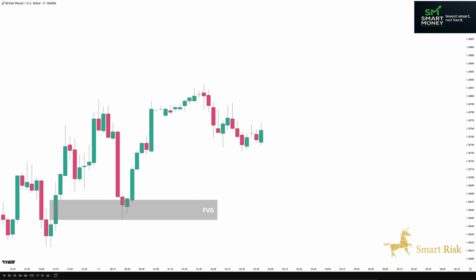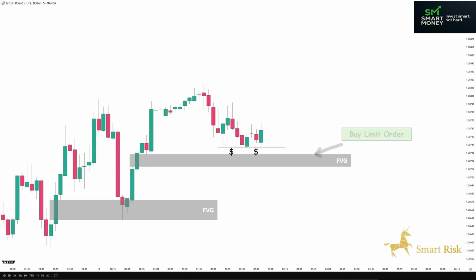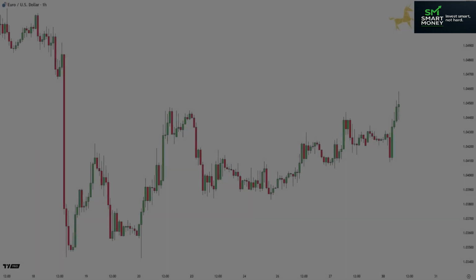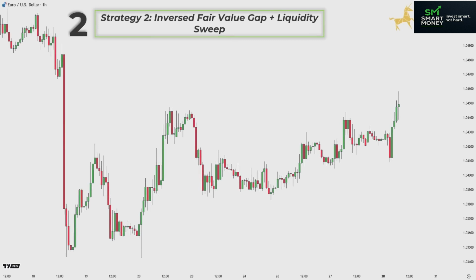uptrend. Look closer, and you'll see that right after this bounce, price begins to build a new liquidity pool above a freshly formed fair value gap. Since all the conditions we've discussed are present, liquidity sweep, unmitigated FVG, and market alignment, this becomes an ideal trade opportunity. Set your buy limit at the top of that new bullish FVG and aim for the next clean high as your target.